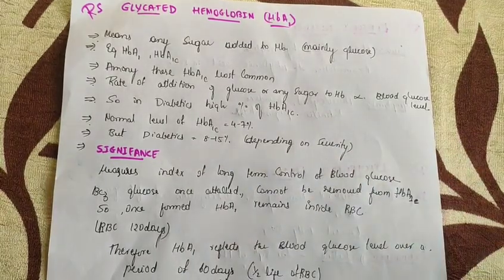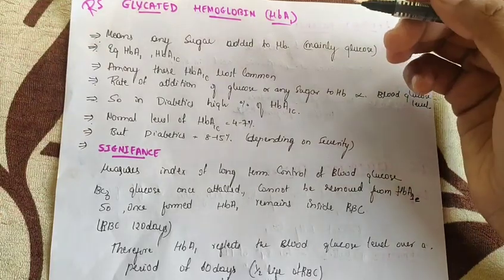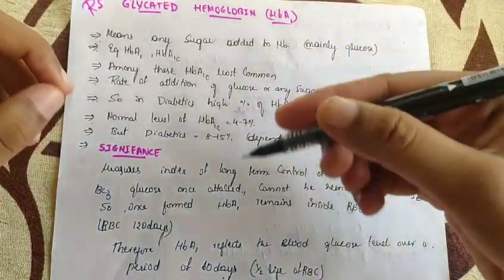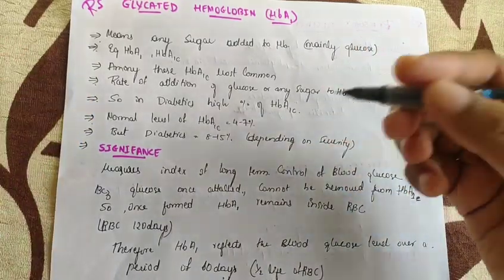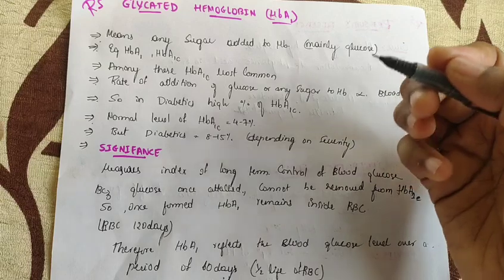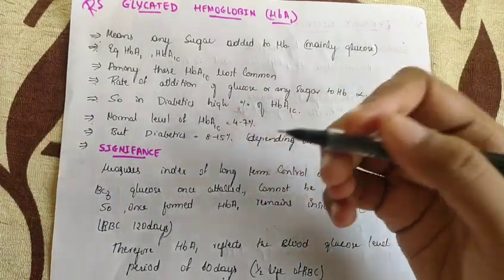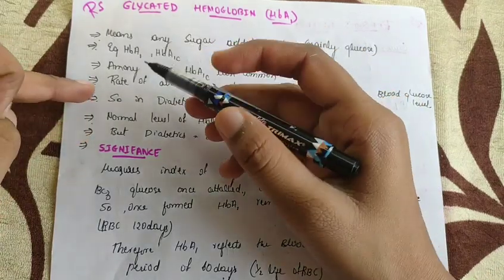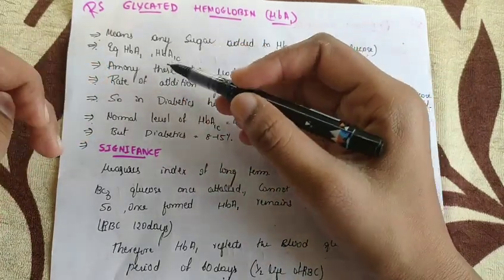In this video, I'll be teaching one of the important questions from biochemistry, that is glycated hemoglobin. Glycated hemoglobin means any sugar which is added to the hemoglobin. Mainly glucose will be added to the hemoglobin. So we represent this as HbA1c, and usually HbA1 and glucose, if added, is HbA1c.